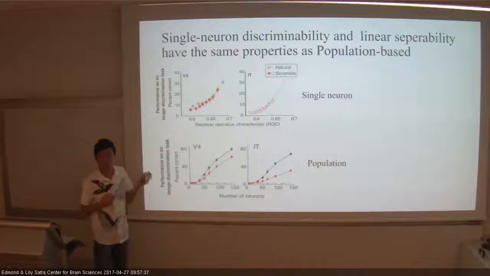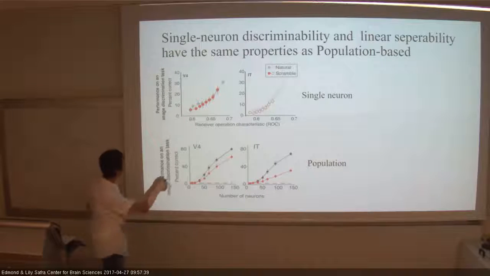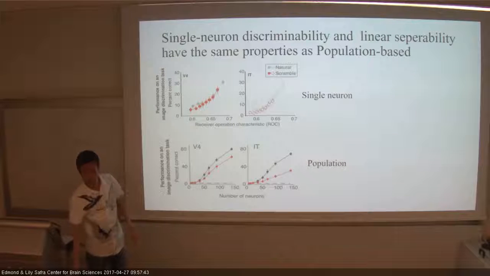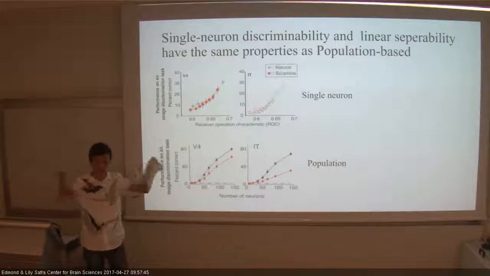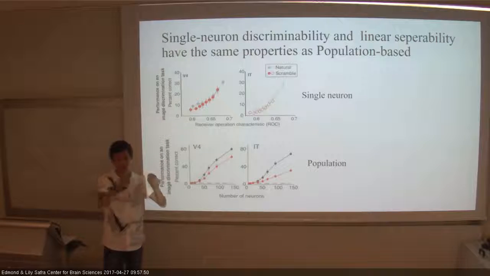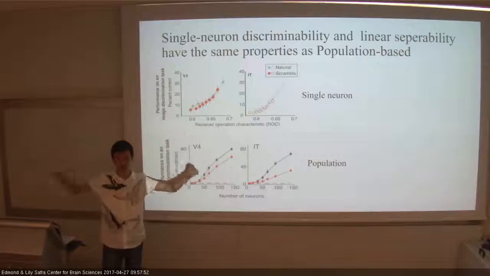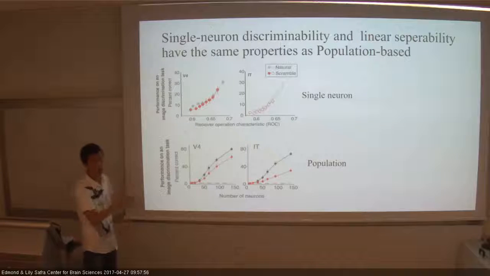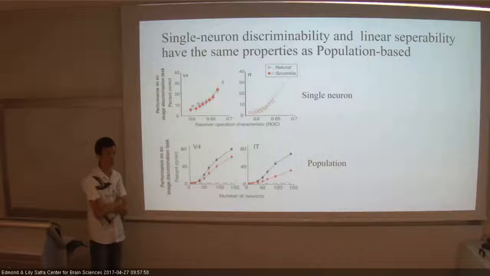Explain again what's the x-axis, what's the y-axis? The x-axis is the ROC. ROC is the ability of one single neuron to differentiate the two images. The higher the value, the stronger the differentiation. And just to give an idea, since it's two images, the ROC is limited between 0.5, where there's no information, and 1 is maximum information, right?